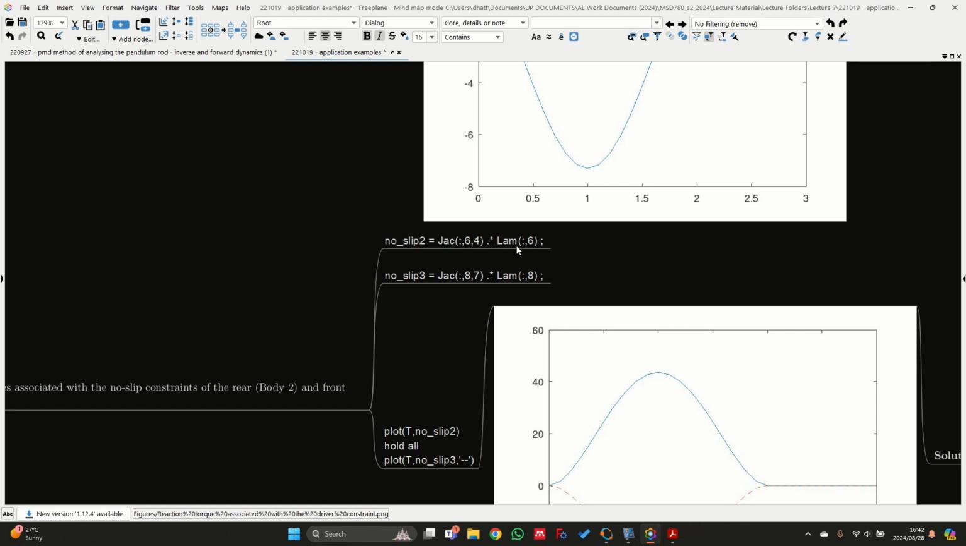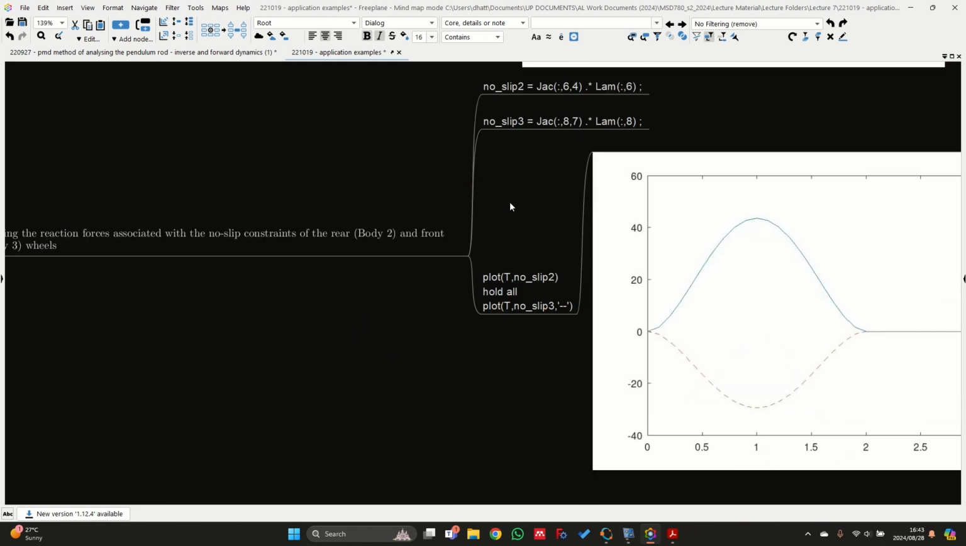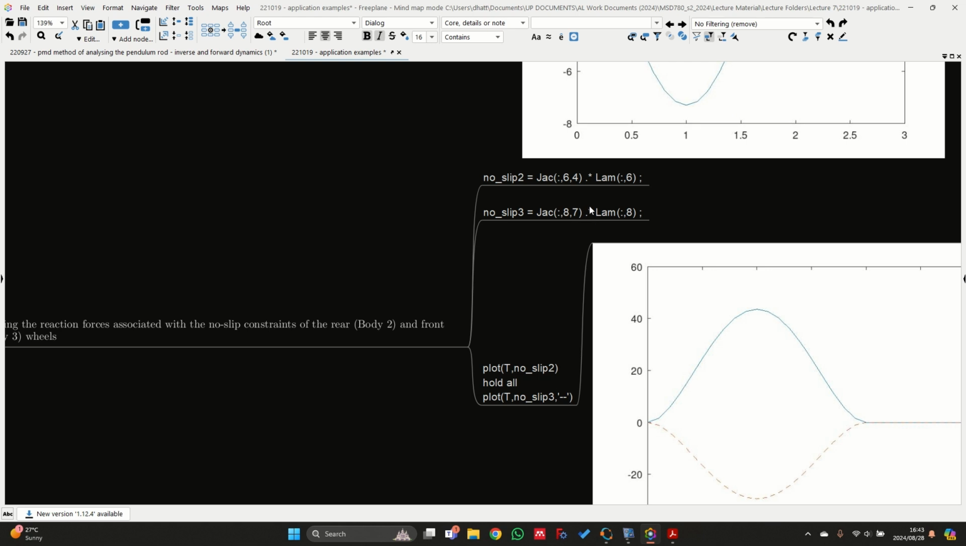So that's also correct. And then if I want to check no slip 3, then I need to work with body 3. So in this block that I have over here, I'm once again interested in the x component. So I'm going for the second constraint that's specified for the disk. And I know this is row 9, so this will be row 8. And this is 3, 6, 7. So it's Jacobian 8, 7 multiplied by Lagrange multiplier 8. And if I just double check that, I can see that that is indeed the case. So I'm just going to plot this as well.